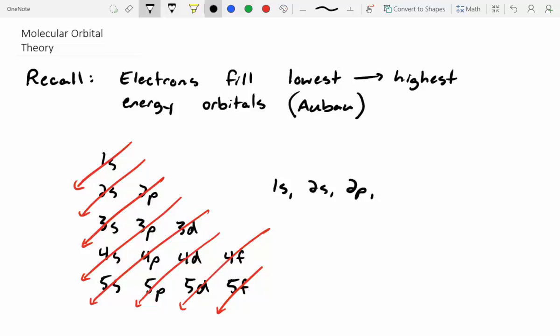And then we've got 3s. That was where the arrow went. And then after that we've got 3p, 4s, and you can go on and on and on. But it's important to remember that's the order from lowest to highest energy orbitals. It's easy to forget.